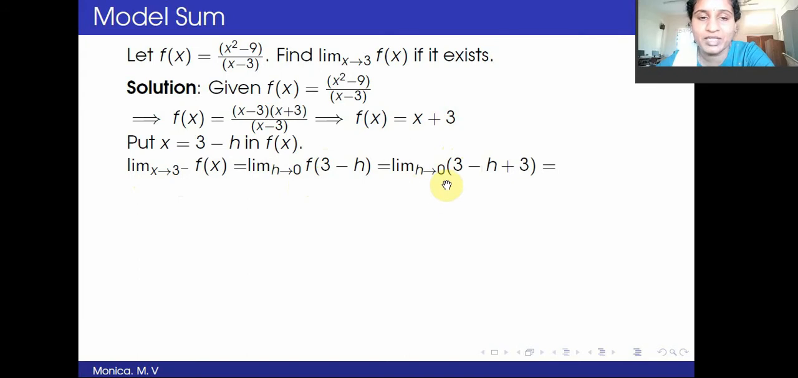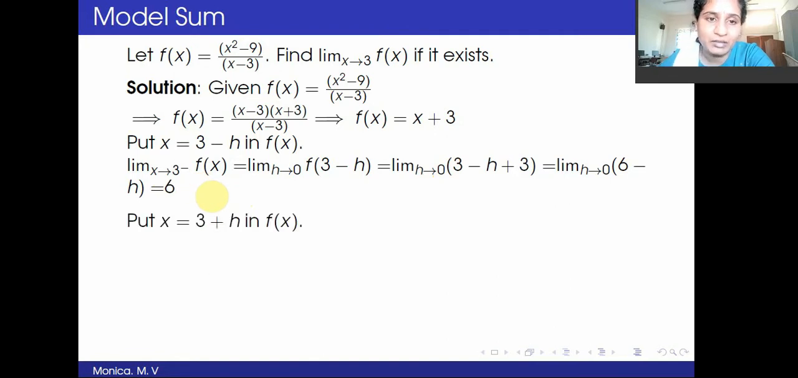I have to take the limit as h tending to 0. 3 plus 3 becomes 6, so it is limit h tending to 0 of 6 minus h. Put h as equal to 0, it becomes 6. So the left hand limit is 6.